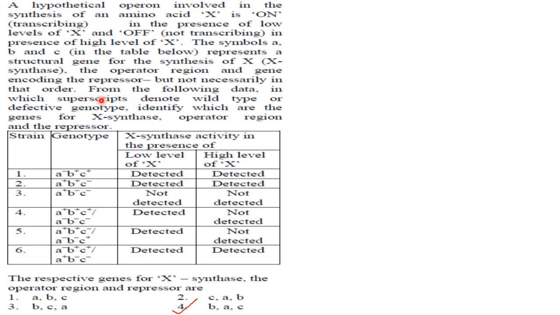From the following data, in which superscripts denote wild type or defective genotype, identify which are the genes for X synthase, operator region, and the repressor. So we have to identify the genes. If you see strain 1, A minus B plus C plus, and X synthase activity is detected, that means A doesn't code for X synthase. It can be either B or C that is involved in X synthase.